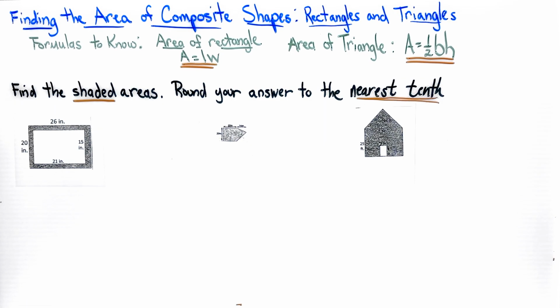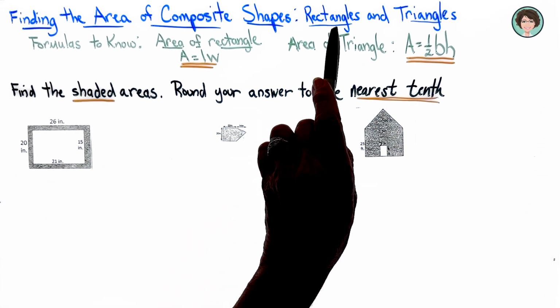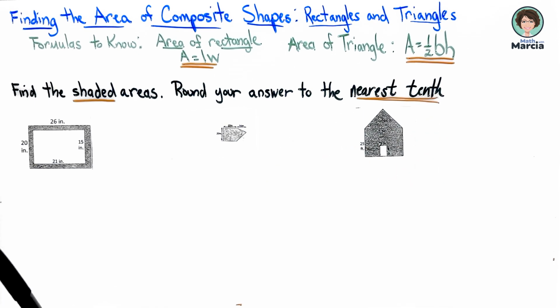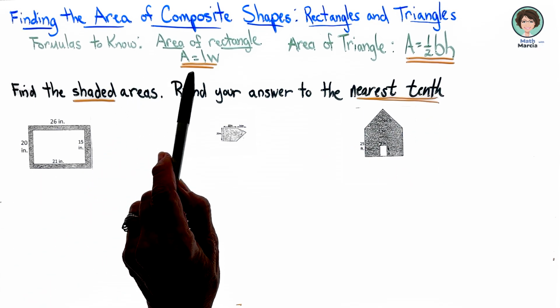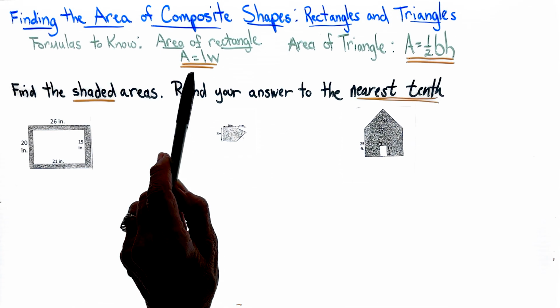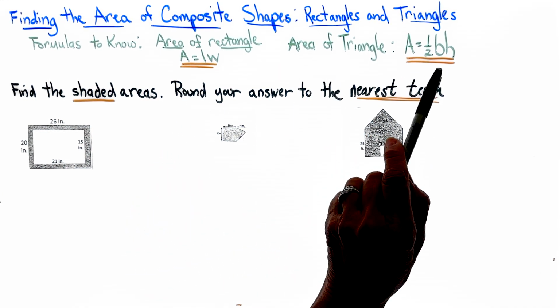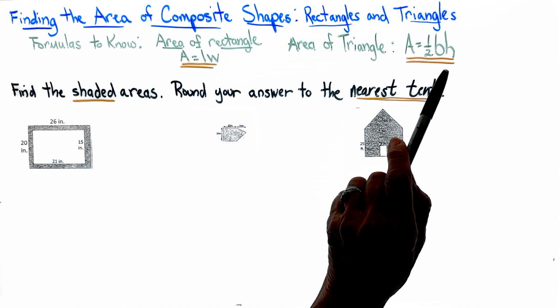In this lesson, we are going to be finding the area of composite shapes. Most of our shapes are going to have rectangles and triangles. So the area formulas that you really need to know are: area of a rectangle is equal to length times width, and area of a triangle is equal to 1/2 the base times the height.